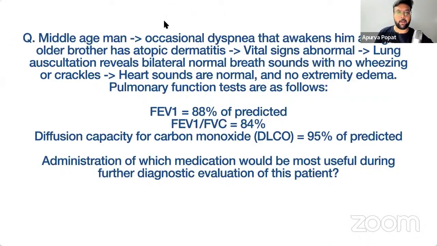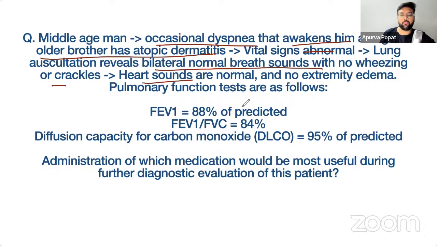Okay. A middle-aged man comes to you because of occasional dyspnea that awakens him at night. The older brother has atopic dermatitis. Vital signs are okay. Lung auscultation reveals bilateral normal breath sounds. No wheezing, no crackles. Heart sounds are normal. PFT is showing FEV1 88% of predicted, FEV1 by FVC 84%. Is this normal? DLCO of 95, is this normal?